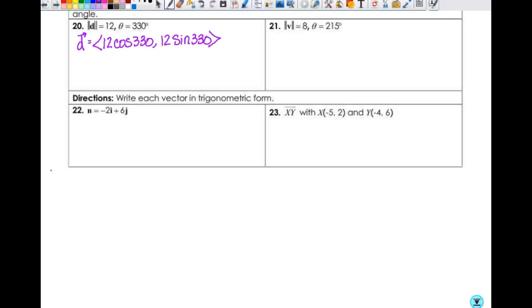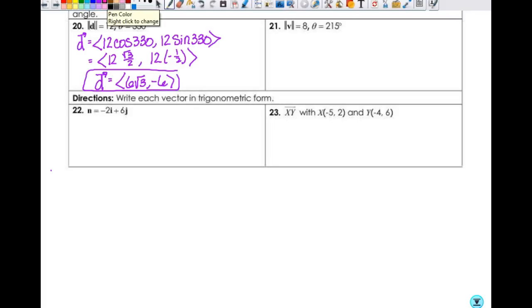Okay. Considering that these are special angles, I expect exact answers here. So this would give me 12 times square root of 3 over 2 and 12 times a negative 1/2. So the vector then is 6 square root of 3, negative 6. You kind of luck out since I'm letting you use those calculators, it kind of does it for you. But you still have to know what to do.